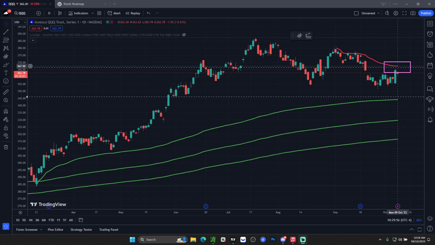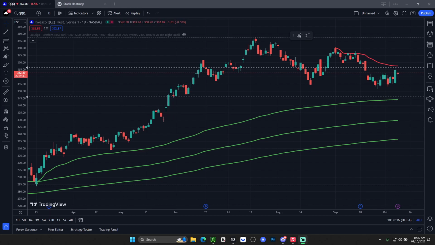$367.50. Again, this is an anchored VWAP from that recent high that we created coming into the end of September. Now that's the top range resistance, and this will be key when we go over the Nasdaq Futures. And on the support side, we have, quite far off from where we currently are, 344.